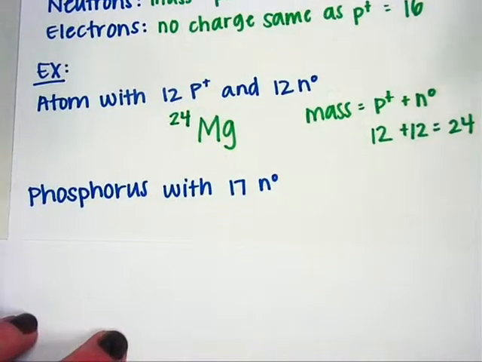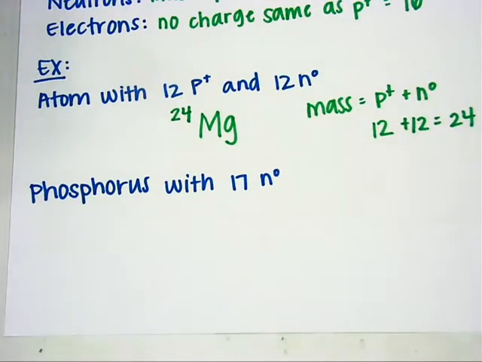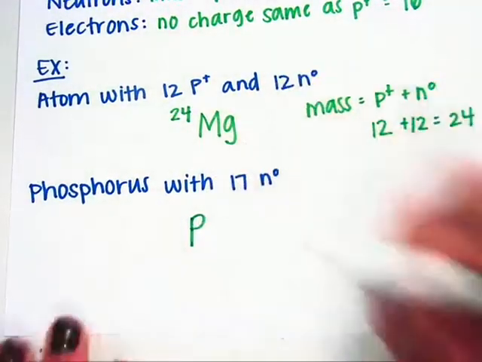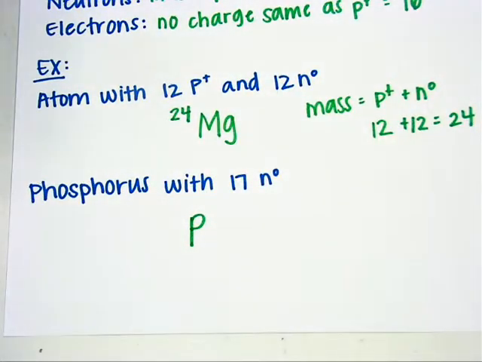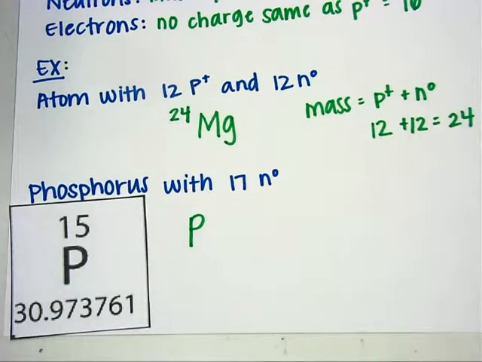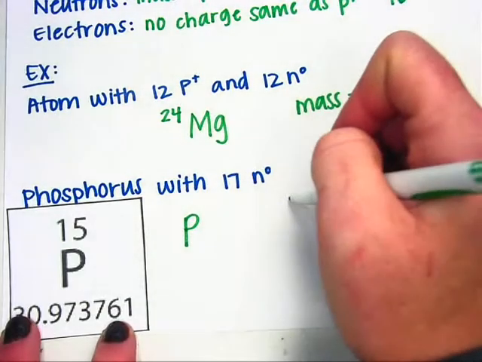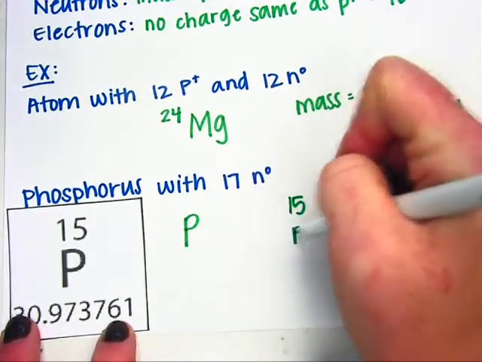Then the next thing is another example, and this time it's going to be with phosphorus, and I'm telling you that it has 17 neutrons. So before we can really begin, we can go ahead and write our symbol, but we need to know how many protons phosphorus has to find the atomic mass. So I'll look on the periodic table. Phosphorus is number 15, which means that I have 15 protons.